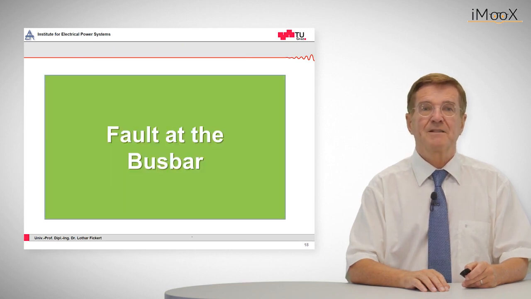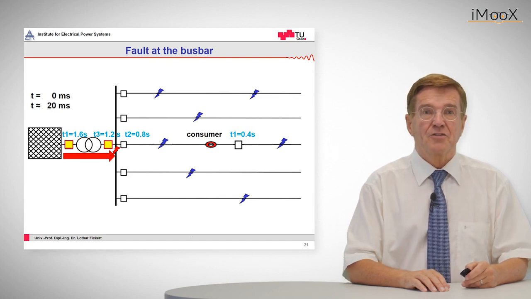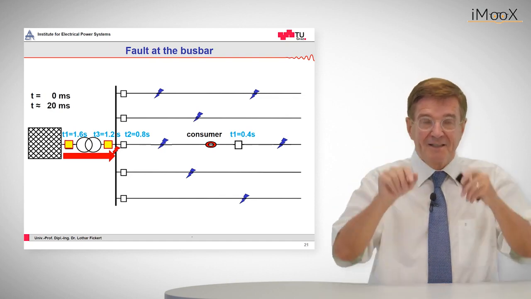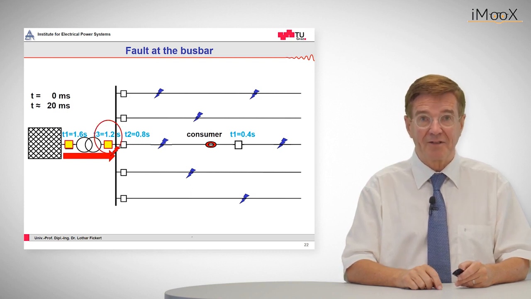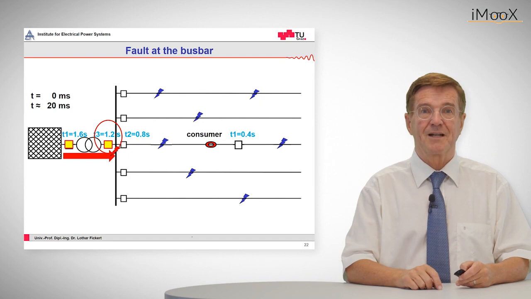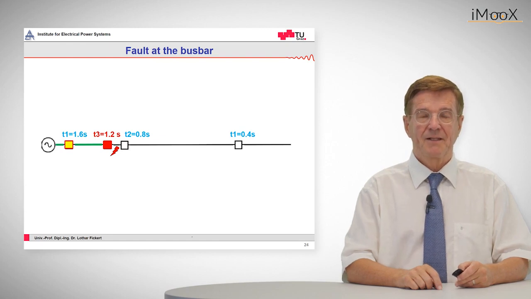The same happens for a fault at the busbar. So again, for the busbar fault, there is a fault current coming from the grid through the transformer. The two relays which see this overcurrent pick up, and that one with a relatively shortest tripping time will trip out and clear the fault. So the final situation is this one.